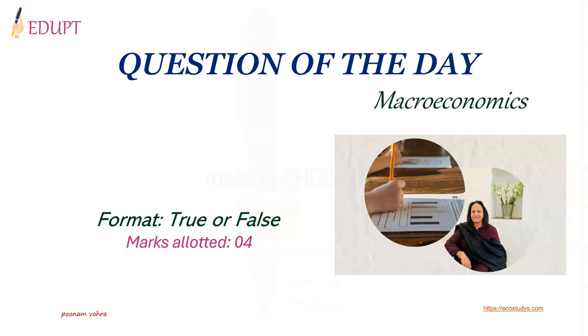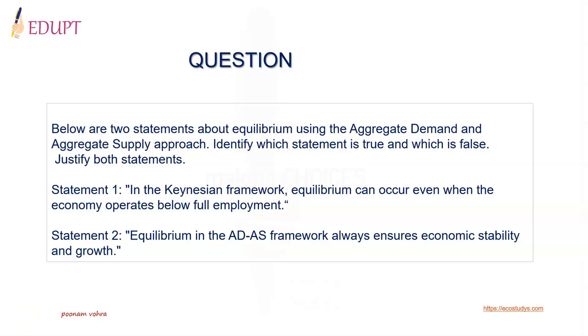Let's get started. Two statements about equilibrium using aggregate demand, aggregate supply approach are given. You need to identify which statement is true and which one is false. Justify both the statements. Statement 1. In the Keynesian framework, equilibrium can occur even when the economy operates below full employment. Statement 2. Equilibrium in the aggregate demand, aggregate supply framework always ensures economic stability and growth.